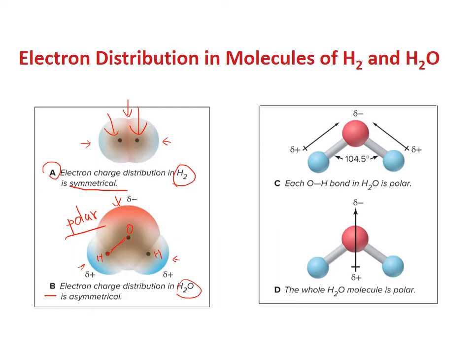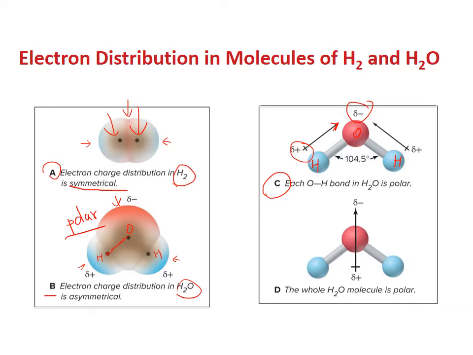Now this is more clearly seen in C, which uses a ball and stick model. You can see two hydrogen-oxygen bonds. Both are polar, and this arrow indicates the electron cloud goes to oxygen, and the hydrogen has a positive charge. Positive means electron deficient. Negative means high electron density. So there are two polar bonds in this molecule.